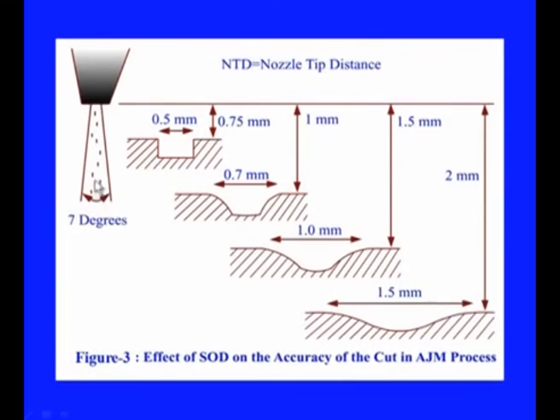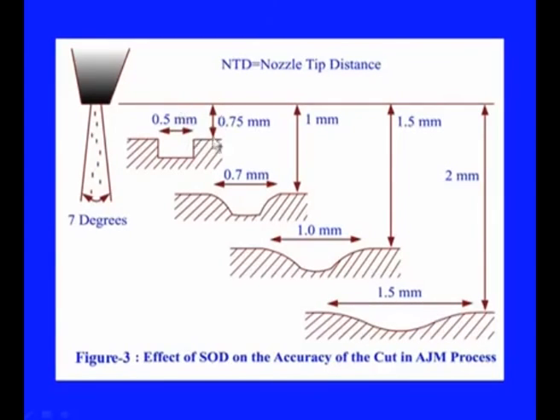As you can see, this is the nozzle through which the stream of abrasive is coming, and this stream is a diverging stream. Here it is shown with 7 degrees divergence, and as we go on increasing this distance from the nozzle tip to the workpiece surface, this divergent stream will cover more area and therefore the cutting efficiency will come down.